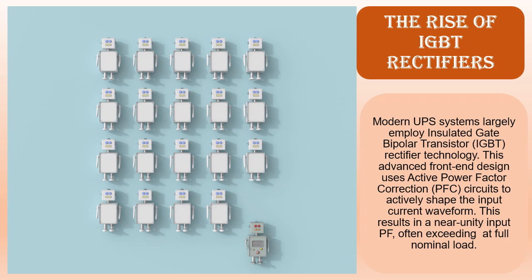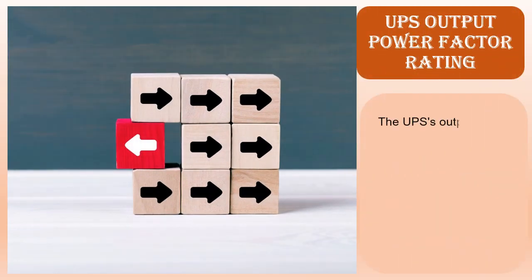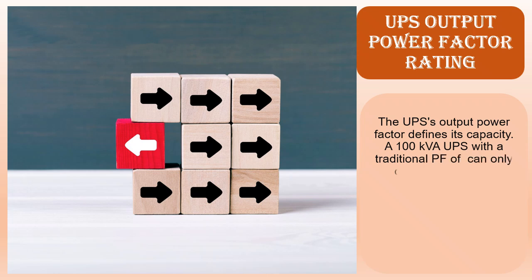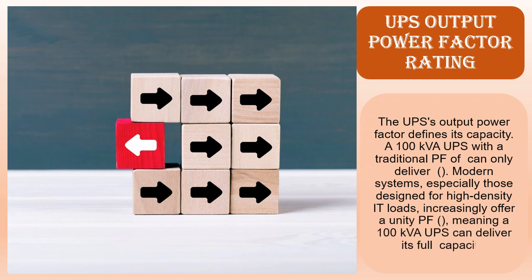UPS output power factor rating. The UPS output power factor defines its capacity. A 100 kVA UPS with a traditional PF of can only deliver. Modern systems, especially those designed for high-density IT loads, increasingly offer a unity PF, meaning a 100 kVA UPS can deliver its full capacity.